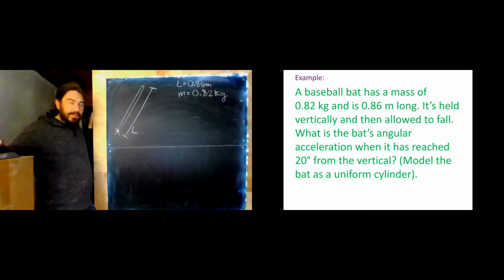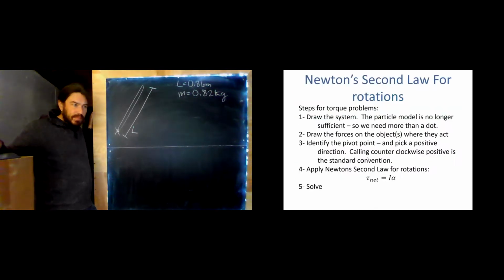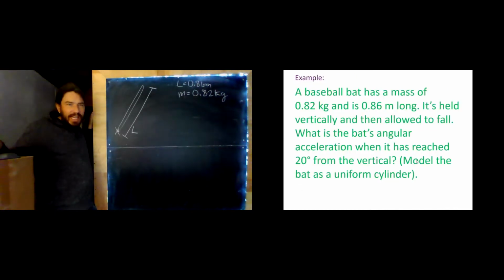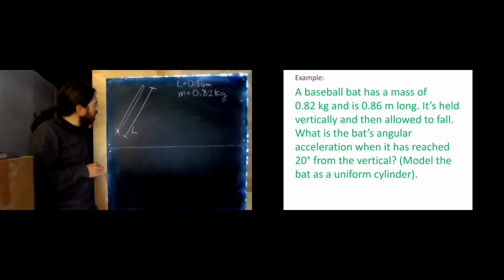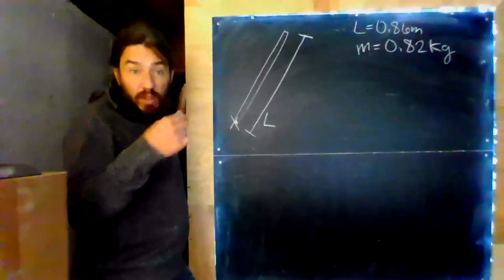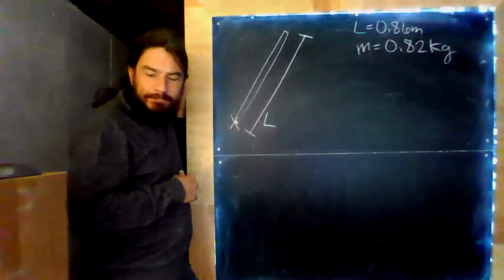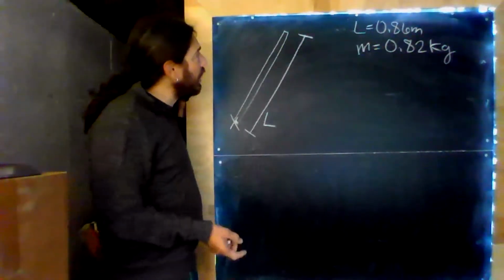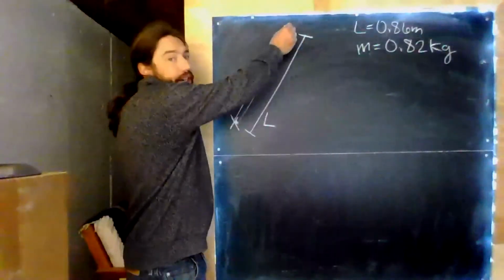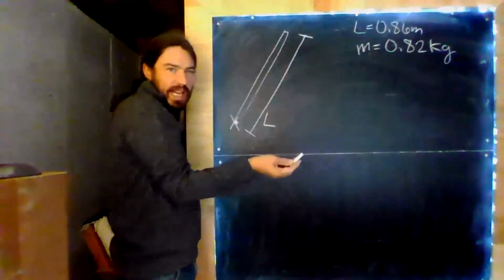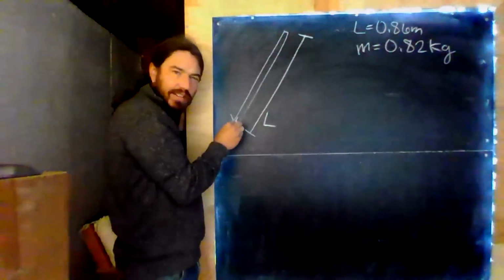What's our next step? Let's see. We drew the system. We need to draw the forces on the object where they act. So I see two forces acting on here. There's the weight and a normal force, isn't there? Where should we draw the weight acting? A lot of times I see students draw the weight acting out here. Ooh, but all of the weight is not acting out here. Where is the weight acting? Is it all acting right here?